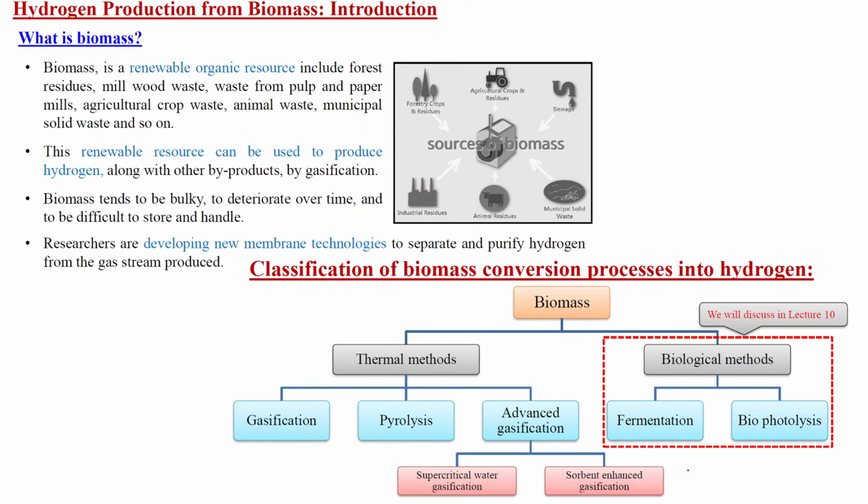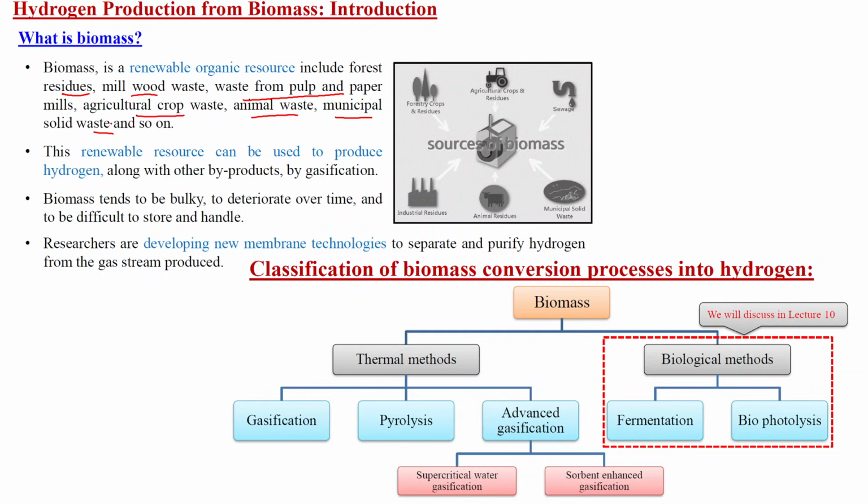Now coming on to the hydrogen production from biomass. Biomass is a renewable organic resource, including forest residues, then millwood waste. There is a lot of biomass waste we can find everywhere, like waste from pulp and paper industries, then agricultural crop waste, animal waste, municipal solid waste, and so on.